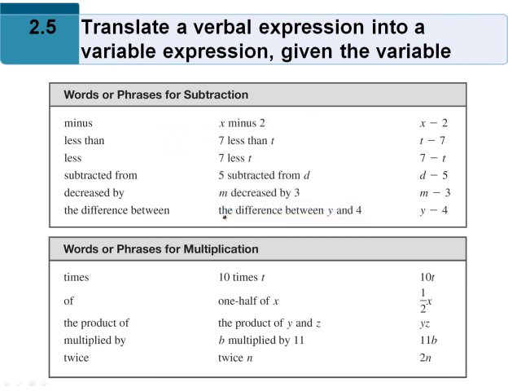So here we're going to look at minus. X minus 2 goes right in order. X minus 2, no big deal. Now less than, that one is tricky, okay? So you got to be careful there. 7 less than t. If you want 7 less than t, you have to take the 7 away from the t. So that, once again, we're talking about the order flips, okay?